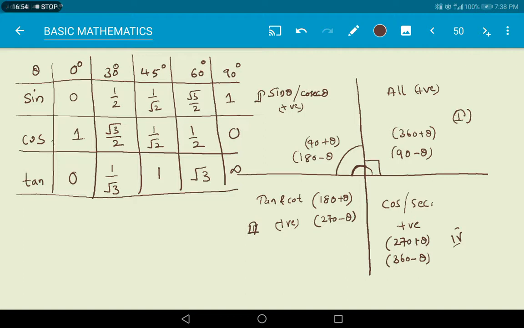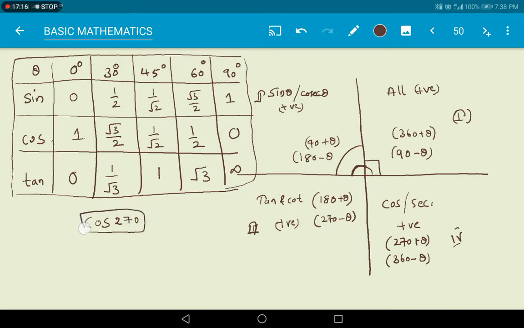So let us see how to find the different angles. We know up to 90 degrees only. So with the help of this, up to 90 degrees, we are going to find the rest of the angles. Suppose they ask you to find the value of cos 270. For cos 270 we don't have the tabular form, so we have to use this method to find the value of any trigonometric function. Let us see how to find this.